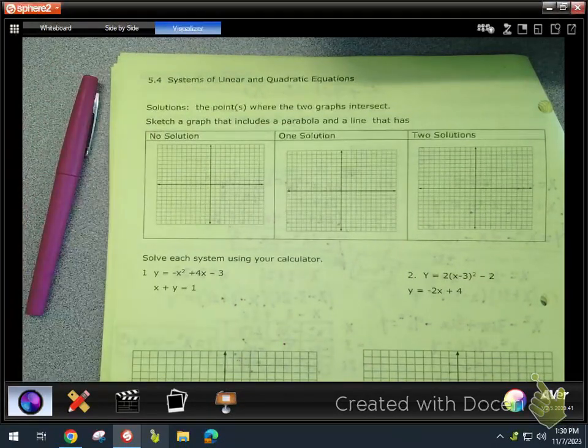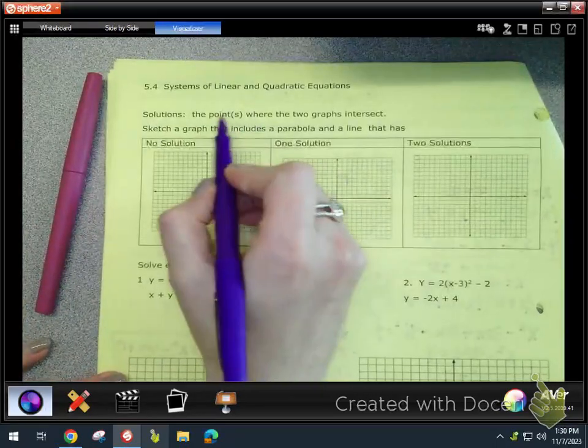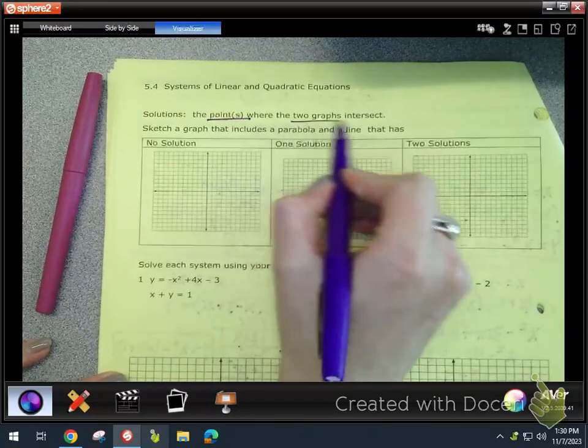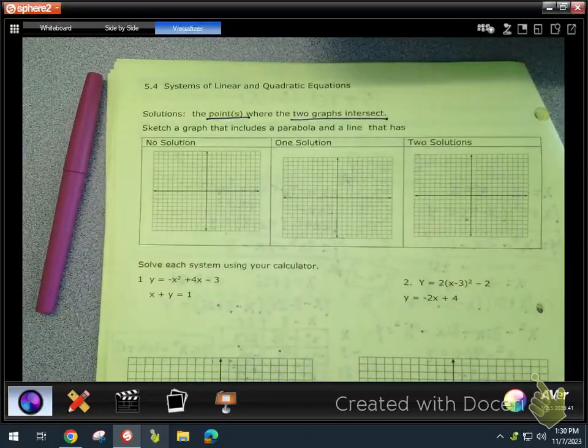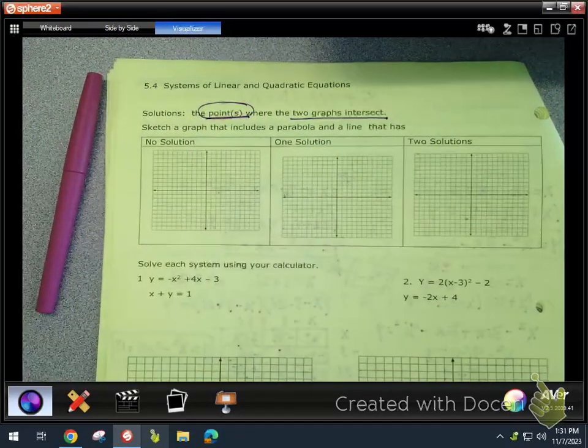So when you find the solution to any system, which again, you have studied systems before, it's the point or points where the 2 graphs intersect. So we're not finding the x-intercepts anymore. That's just when you have one equation that is a parabola. These types of problems are going to be where a parabola and a line are intersecting. Solving-wise, it's a little bit different. The end result is going to be an actual ordered pair that is not necessarily on the x-axis.